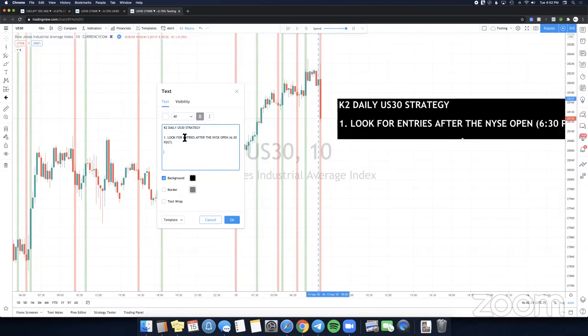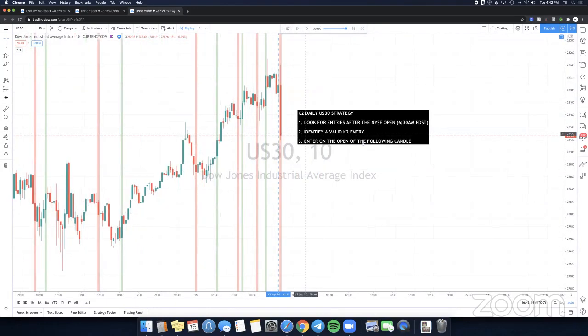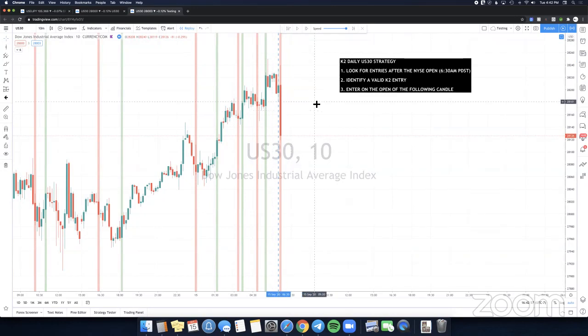So first, you're going to look for entries after the New York Stock Exchange open, which is 6:30 a.m. Pacific Daylight Savings Time, which is Los Angeles time. The second thing is identify a valid K2 entry. And then third, enter on the open of the following candle. It's not rocket science, super simple. Basically, all you do is let the indicators do the work for you.